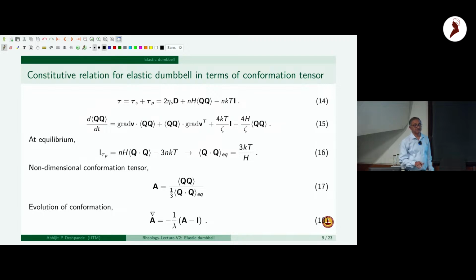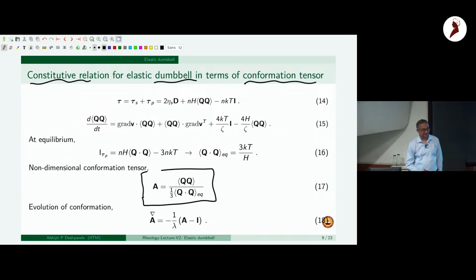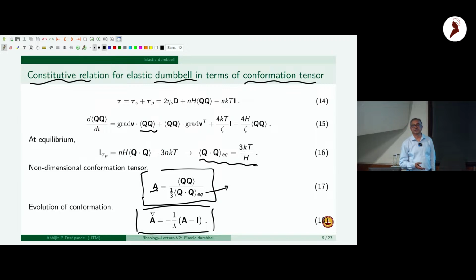relaxation time. So generally, of late, rather than writing it in terms of stress, the constitutive relation for these dumbbells is written straight away in terms of a conformation tensor. And this conformation tensor is a non-dimensional conformation tensor, where you say the QQ, the ensemble average, divided by the length at the equilibrium conditions. And so you can then do a fair bit of algebra to replace this QQ with A and find this QQ equilibrium, and you end up with a fairly simple evolution equation for the conformation.